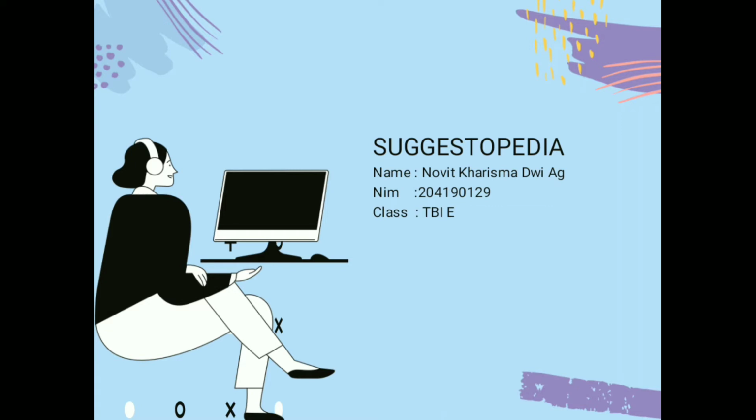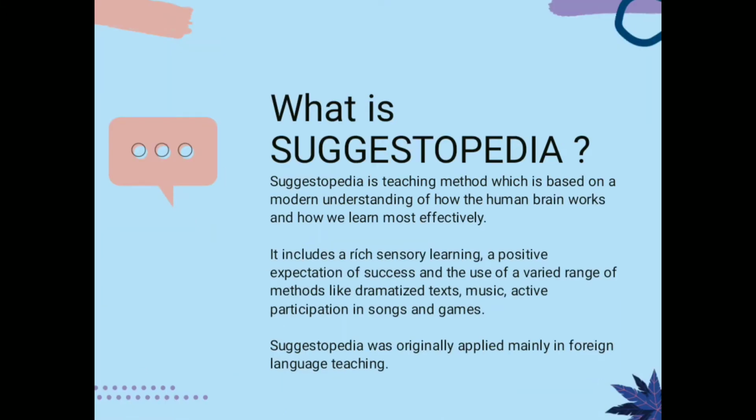Now, I want to explain about Suggestopedia. What is Suggestopedia? Suggestopedia is a teaching method which is based on a modern understanding of how the human brain works and how we learn most effectively. It includes a rich sensory learning, a positive expectation of success, and the use of a varied range of methods like dramatized text, music, active participation in songs, and games. Suggestopedia was originally applied mainly in foreign language teaching.